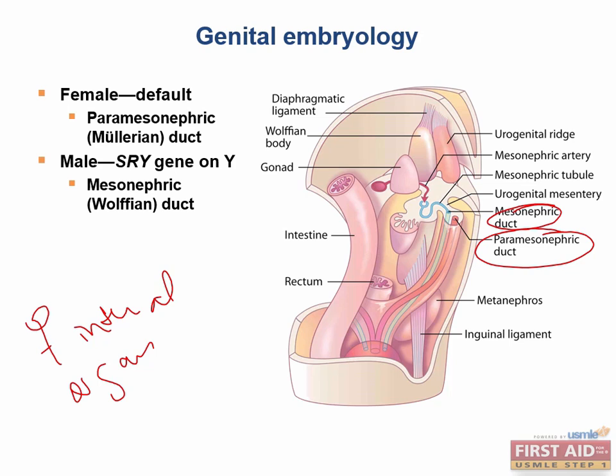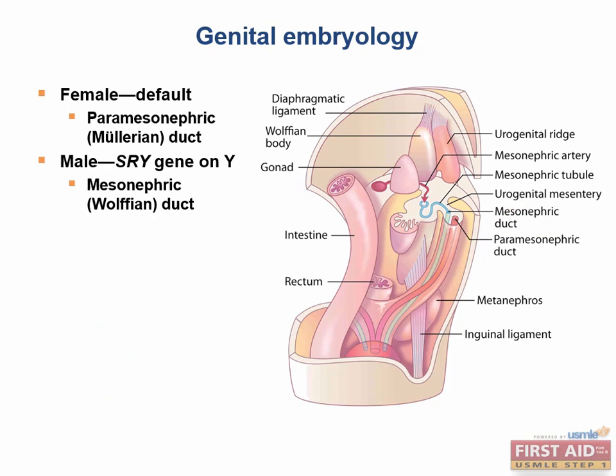Now in males, something happens to alter the course of this development. That thing is the SRY gene on the Y chromosome, which produces something called testis-determining factor. Can you guess what this factor does? That's right, it promotes testes development.